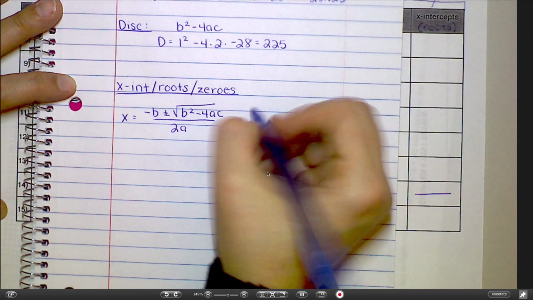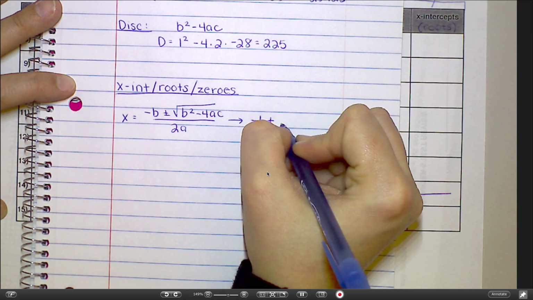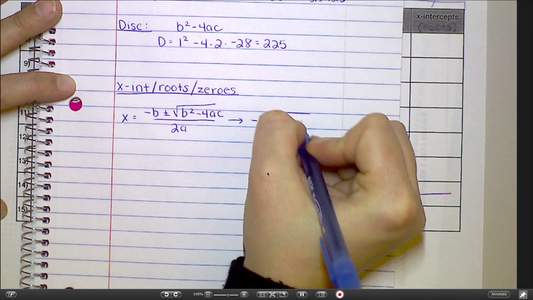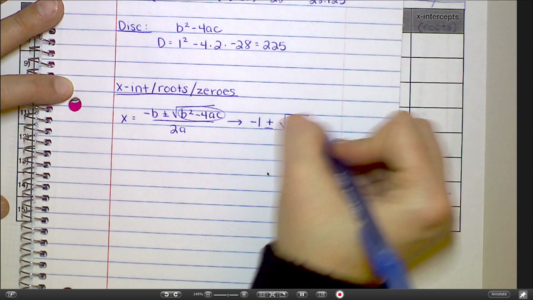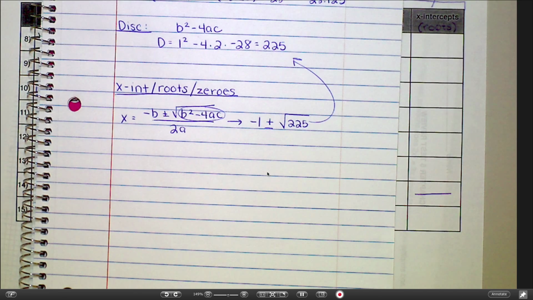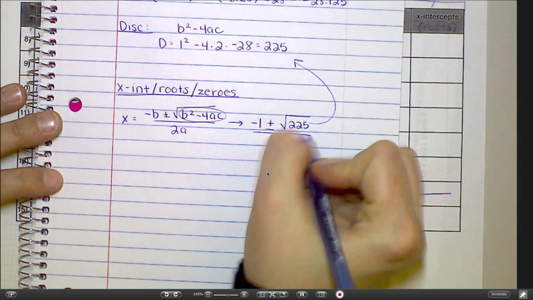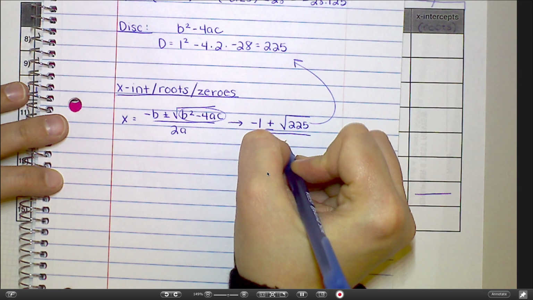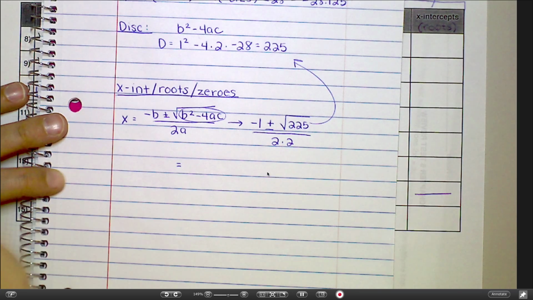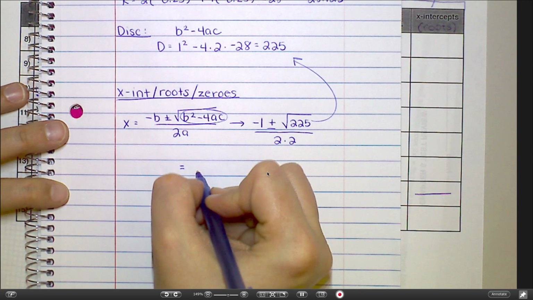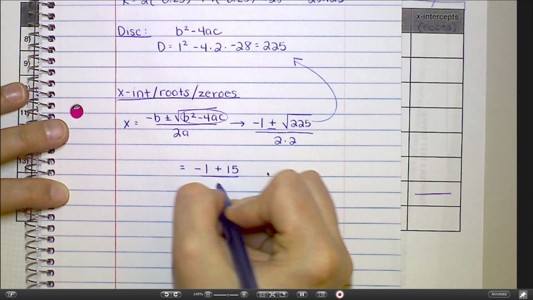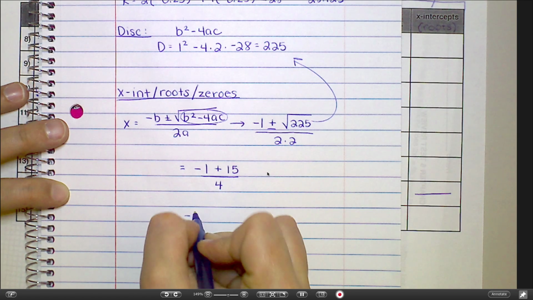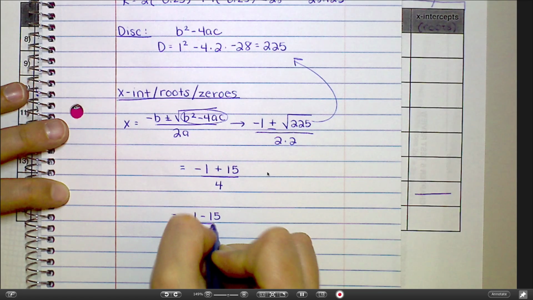So that would be negative 1 plus or minus square root of 225. Why can't I just fill in that 225? Where did that come from? That came from the discriminant, which we found up here. So if you've already found the discriminant, you can just plug that number straight in. All over 2 times a, and my a value is 2. Square root of 225 is 15. So we're going to have negative 1 plus 15 over 4 and negative 1 minus 15 over 4.